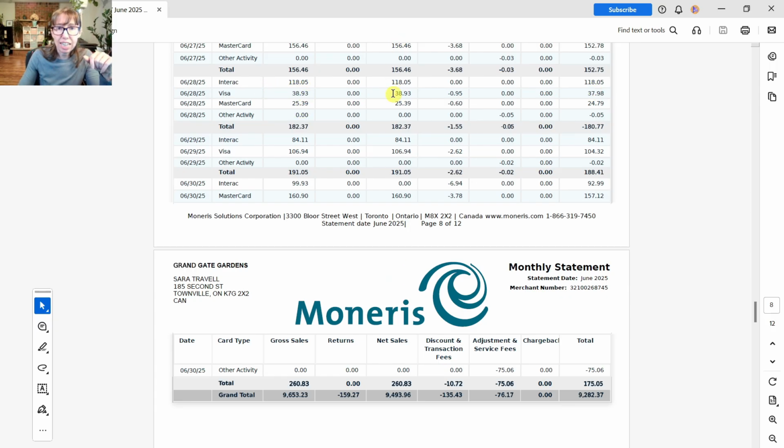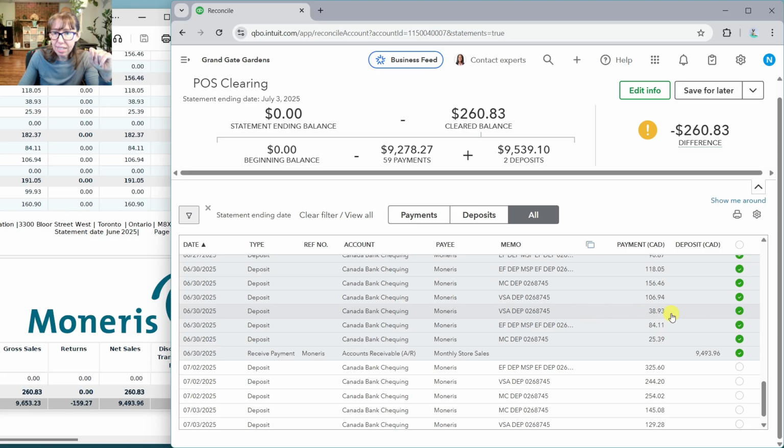So we can actually see that it's this column, the net sales of $38.93, that we should see for Visa going in on June 30th. So let's see, $38.93. And indeed, there it is, $38.93. So $25.39, $25.39. So now we're starting to see a pattern emerge.